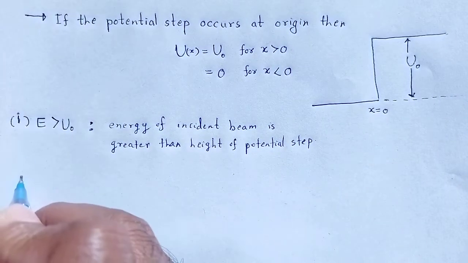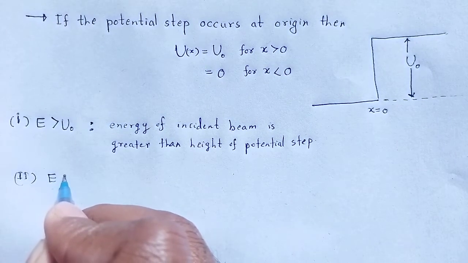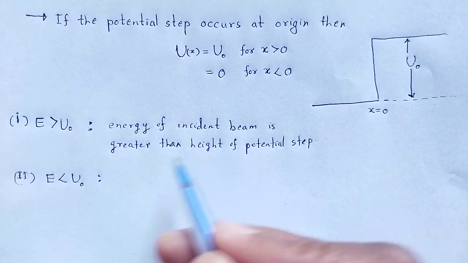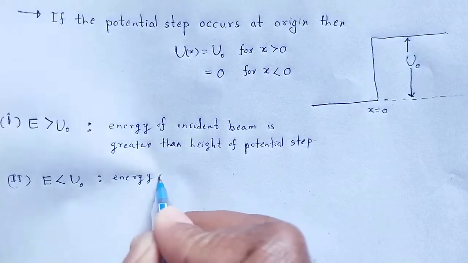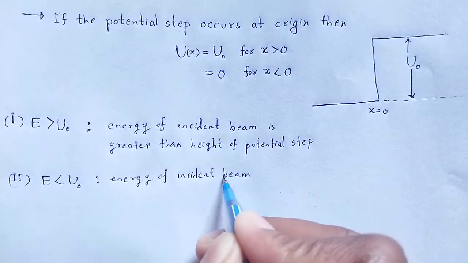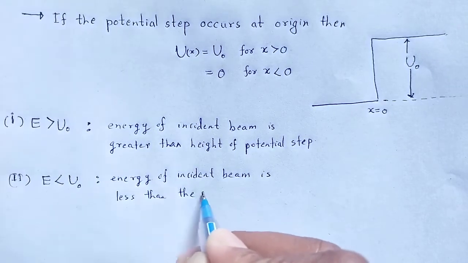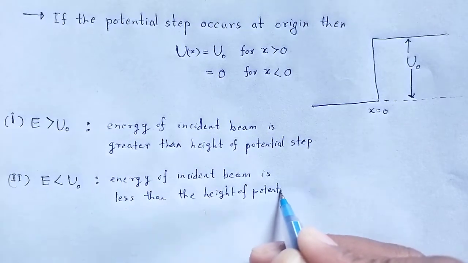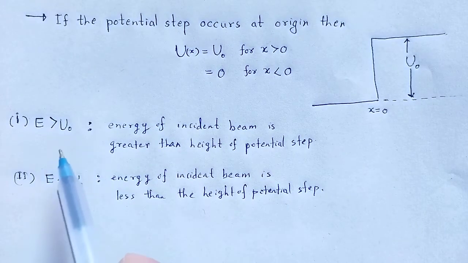And another condition, when E is less than U naught, means the energy of the incident beam is less than the height of the potential step. These are the two possible cases we have to study.